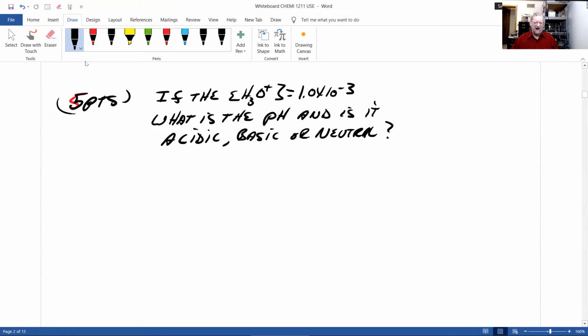And let's look at the following. If the hydronium ion concentration, H3O+, is 1.0 times 10 to the minus 3, what is the pH? And is it acidic, basic, or neutral? Well, how do we do this? We're trying to, first of all, find the pH, and we're given this.